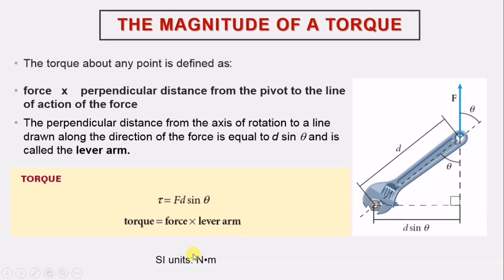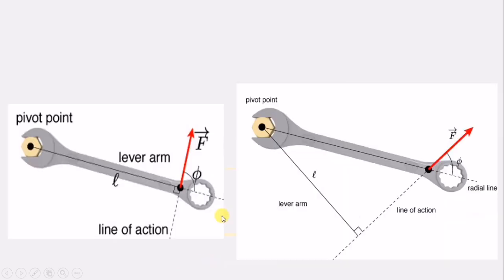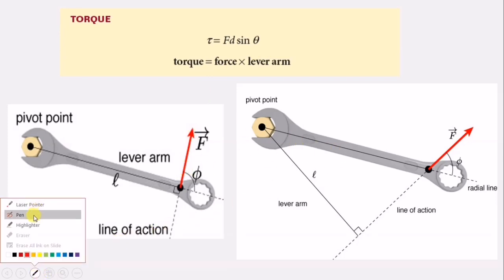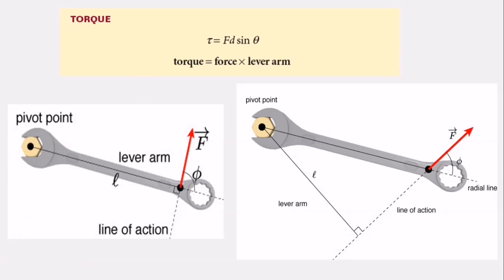Okay, the unit, what is the unit? If we are multiplying force by distance, therefore the unit is Newton for force and meter for the distance. So this is the equation again, and here you have these two figures. They are very important.